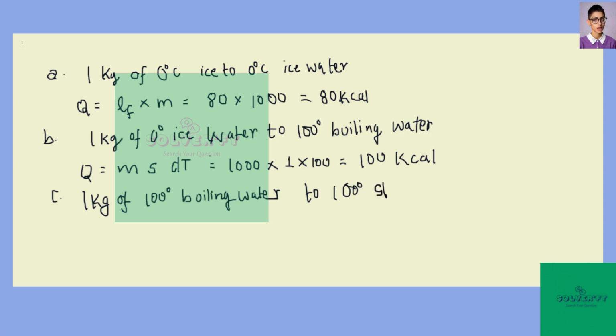So this has a change of phase, not a change in temperature. So in this case, the heat is given by the latent heat of vaporization times the mass. Now, the latent heat of vaporization is 540 calorie per gram. Mass is given as 1 kg, so that is equal to 1000 grams. So you can say that to be 540 kilocalories.